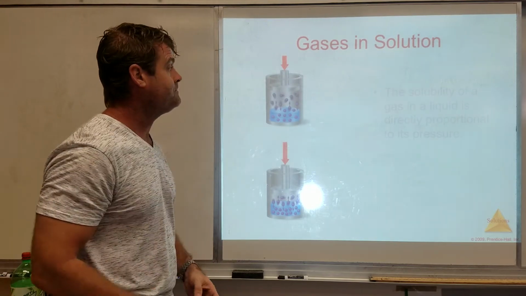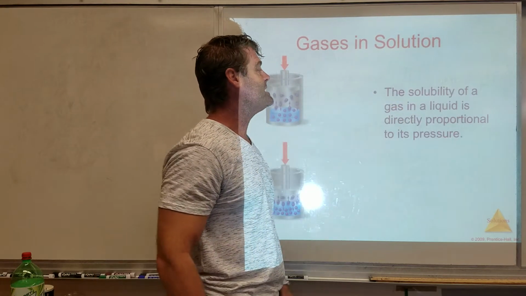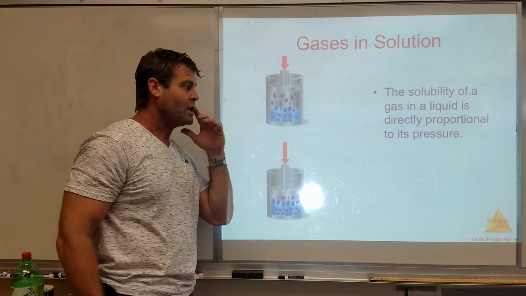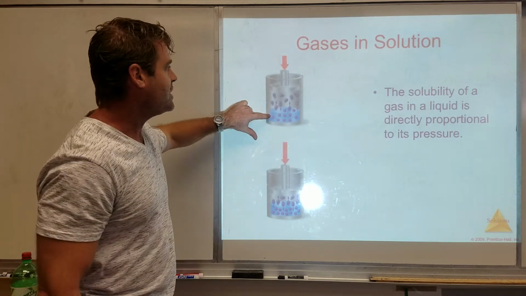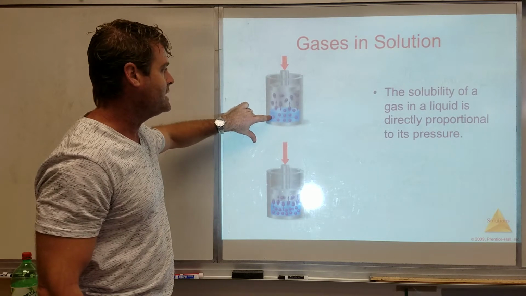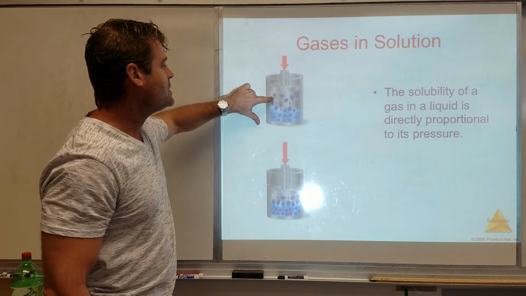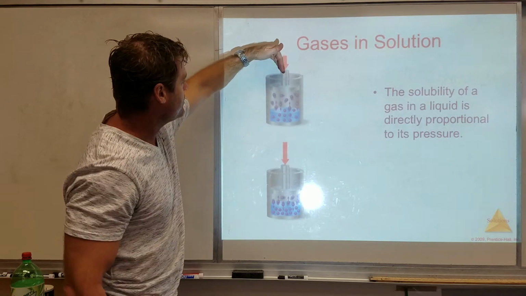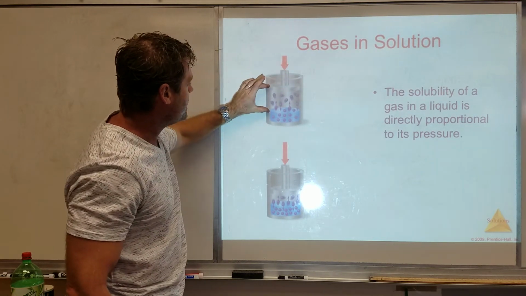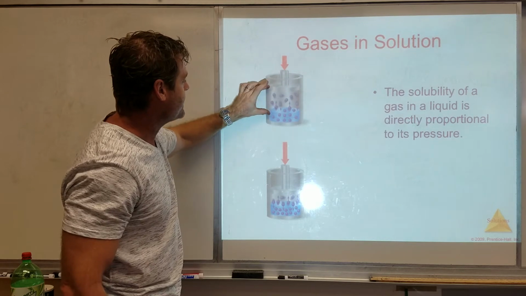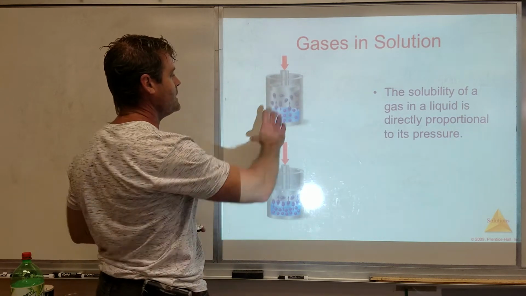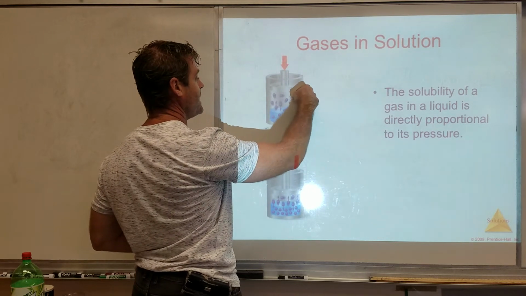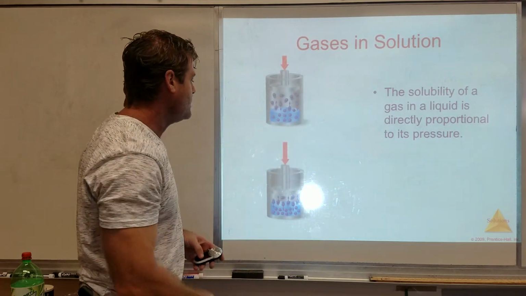Gases in solution. It says the solubility of a gas in a liquid is directly proportional to its pressure. So the solubility of a gas, how soluble it is, is directly proportional to the pressure of the gas over the liquid. Here we have a piston, we're pushing down on the gas, so we have the same amount of gas molecules there. In a closed system, you're going to have gas molecules escaping into the gas phase, and gas molecules dissolving into the aqueous phase.